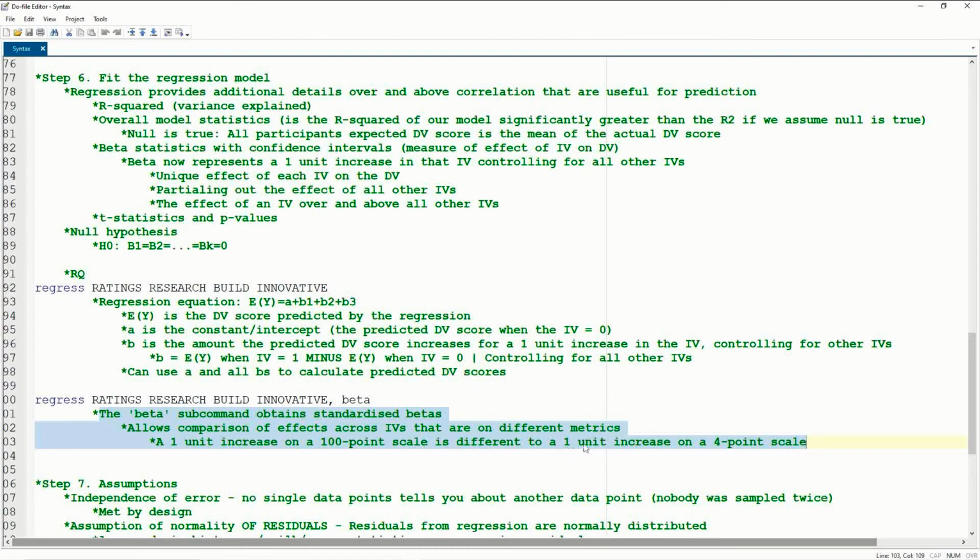Yet if I had a 4-point scale, then a 1 unit increase represents a 25% unit increase. And so then my beta represents how much does the DV change for a 25% increase rather than a 1% increase. And so if I wanted to compare my 4-point scale to my 100-point scale, it's really hard to say, well, 1 for 1, which one's better? So if you use standardized betas, effectively what you end up doing is you put everything onto a z-score, and that z-score can then be used to directly compare everything. Everything we've put on a mean of 0, standard deviation of 1. So let's have a look at this and see what comes out.